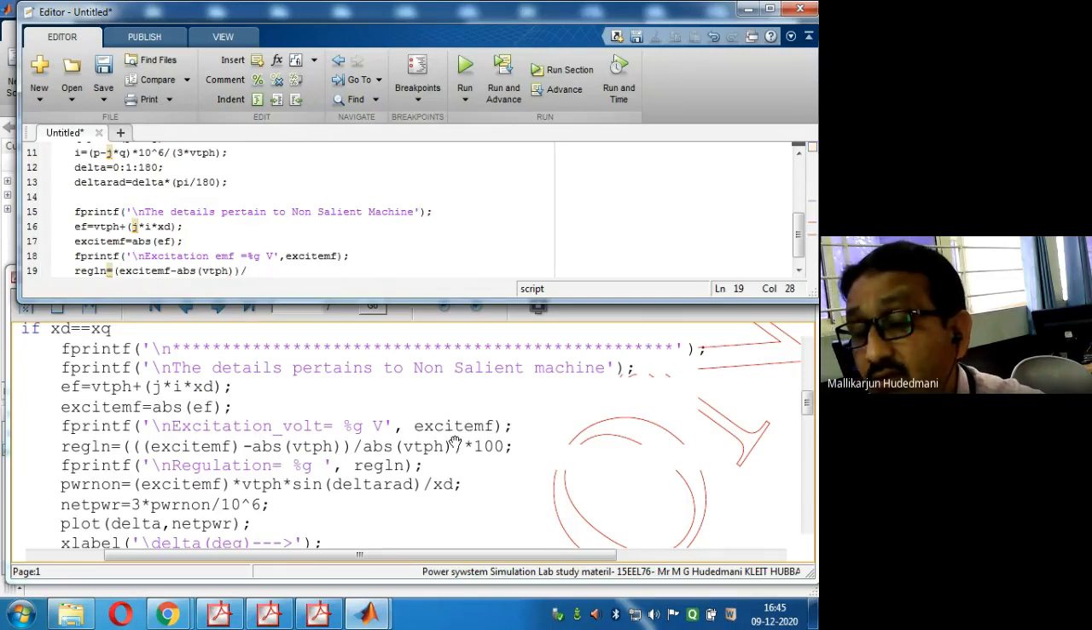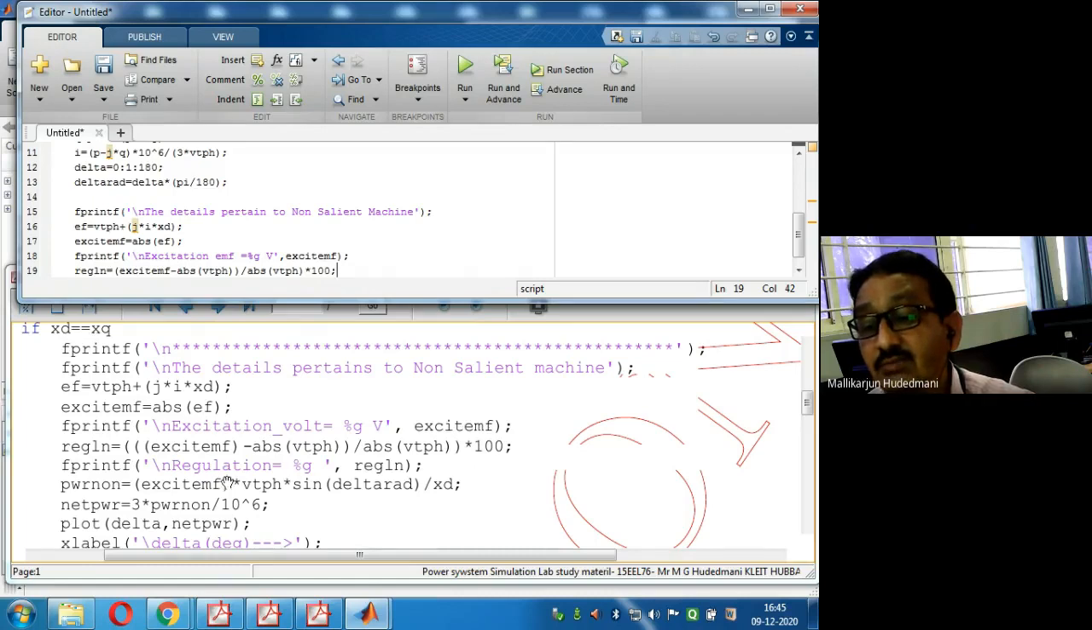This divided by what I am doing? Absolute VTPH. Bracket complete. Into 100. You can see here, I reduced the brackets. You can just see the number of open brackets here. We have 3 at the entry, but I made only 1. So I reduced it. I made it an individual term inside a bracket. Now I counted myself and I managed the open and closed brackets. You can still do or you can copy also. Okay. Excite EMF minus absolute VTPH divided by absolute VTPH into 100.